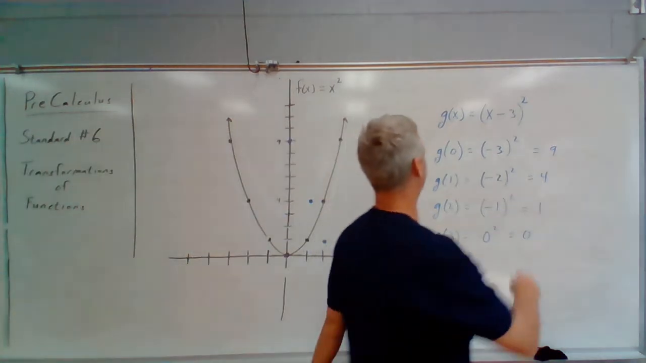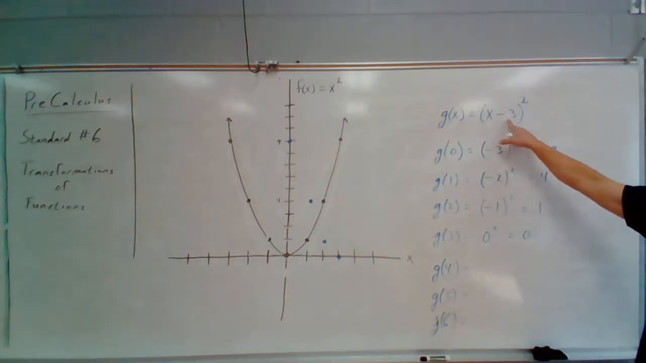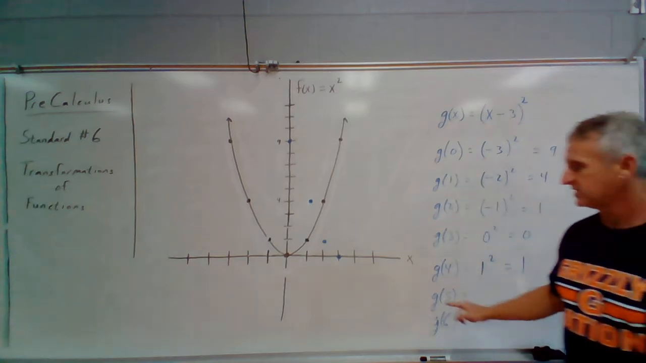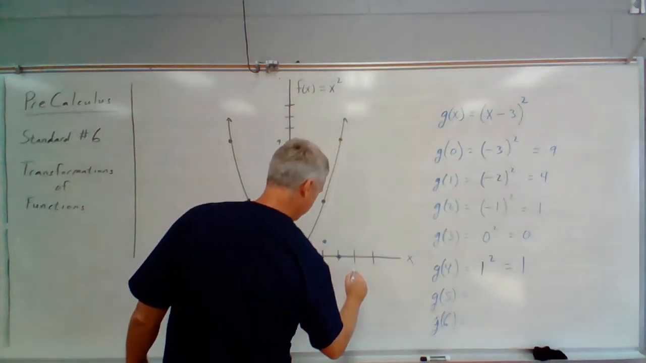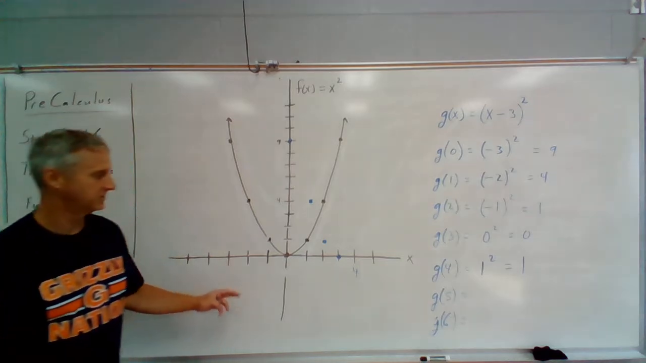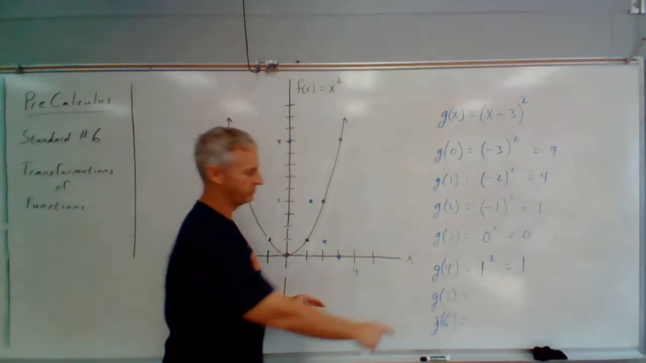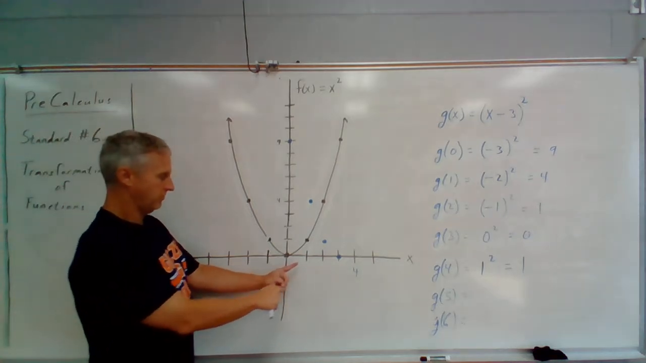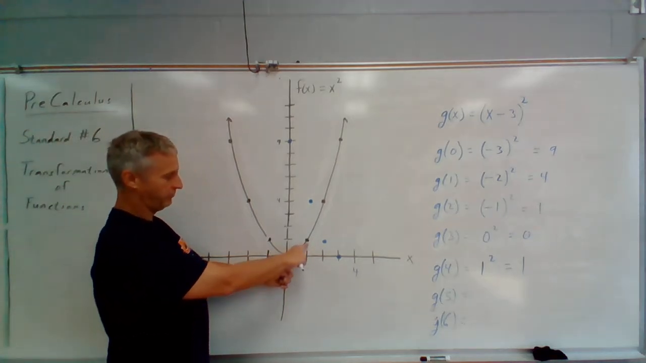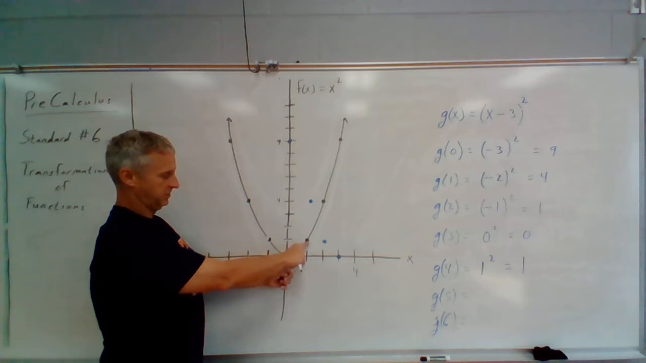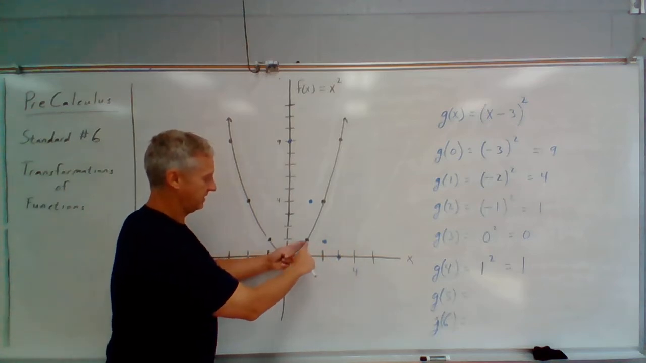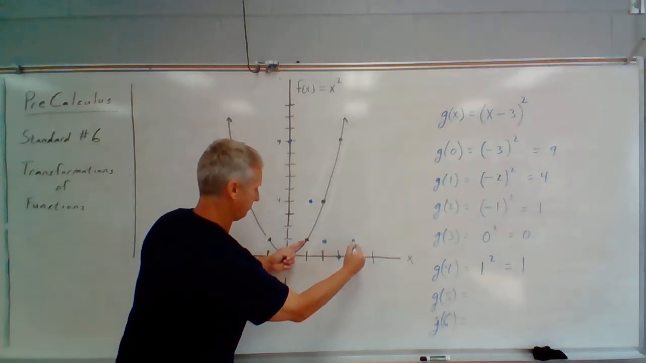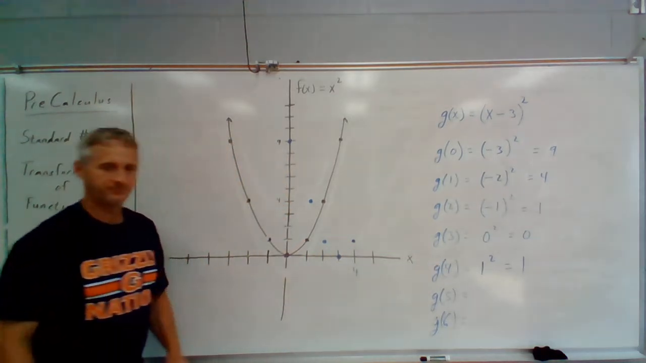Let's do another. Let's plug in 4. 4 minus 3 is 1. 1 squared is 1. So plugging a 4 into the blue function is the same thing as plugging a 1 into the black function. So this point, plugging a 1 into the black function, should correspond with this point. So I should move it over 1, 2, 3 spots. And sure enough, 4, 1.